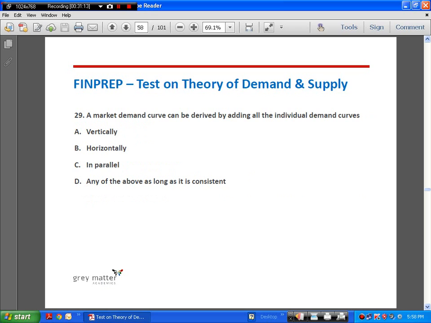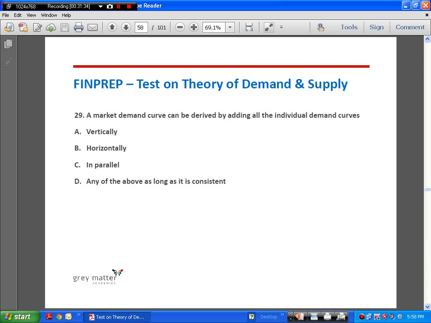29th question. A market demand curve can be derived by adding all the individual demand curves vertically, horizontally, in parallel, any of the above as long as it is consistent. Now, what is market demand curve?